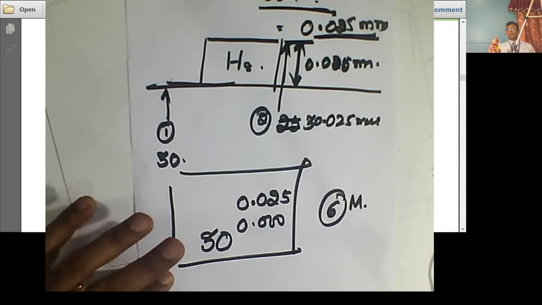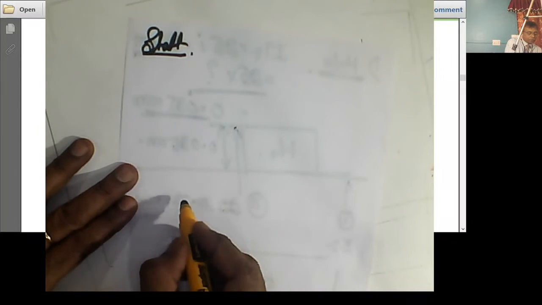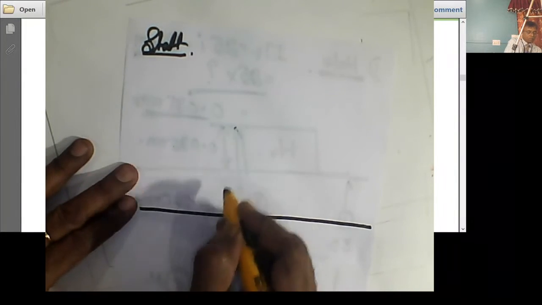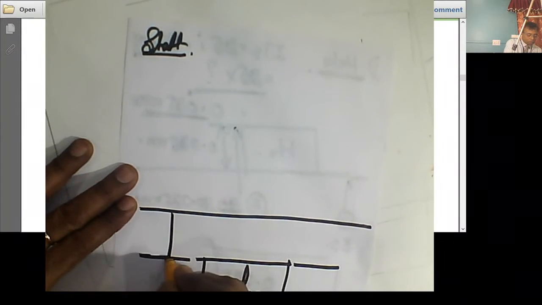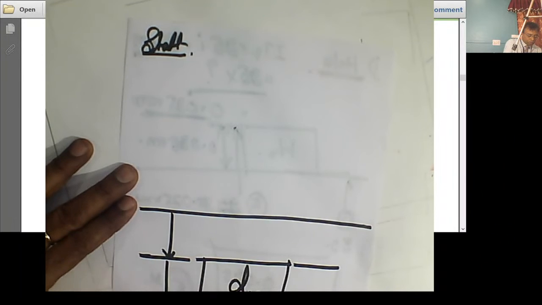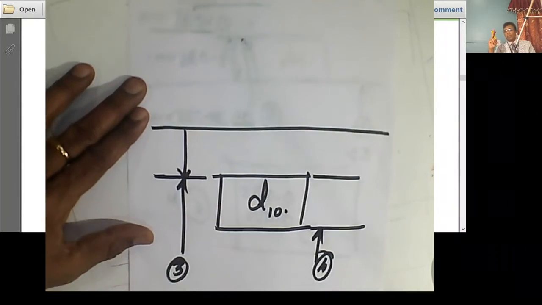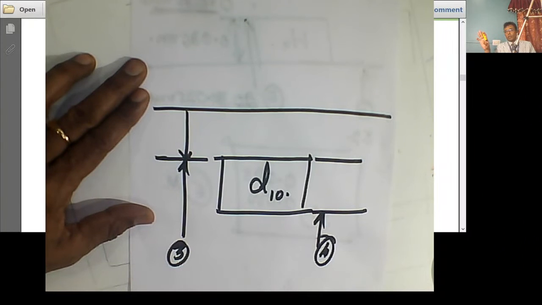Now let me go to the shaft values. Shaft dimensions. Let me draw the sketch for the shaft. This is the D shaft. This is D10 shaft. So we need to find out the third value. This is number 3 and this is number 4. If you find out these two values of the shaft, third and fourth, the problem gets solved.